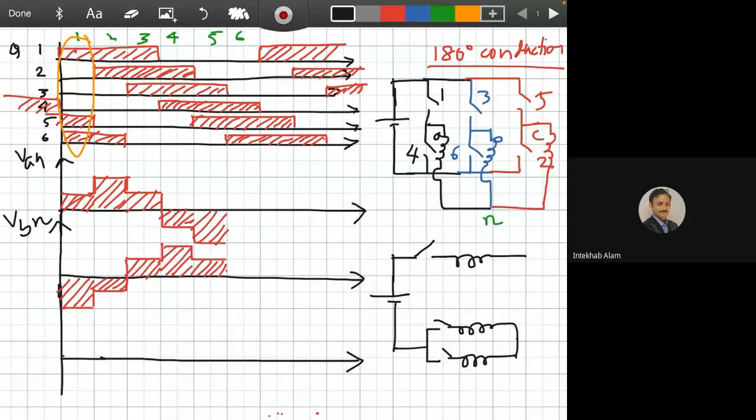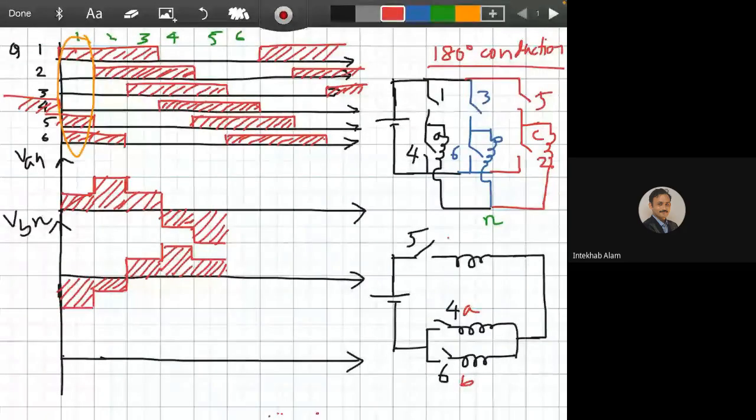So the circuit will be like this: 4, 5, 6. Switch 5 is the upper bank switch, 4 is the lower bank switch, 6 is also a lower bank switch. Here A is at this point, B is here, C is here, and N is here. Okay. So what is the value of VAN now? I think now it will be easier to explain.